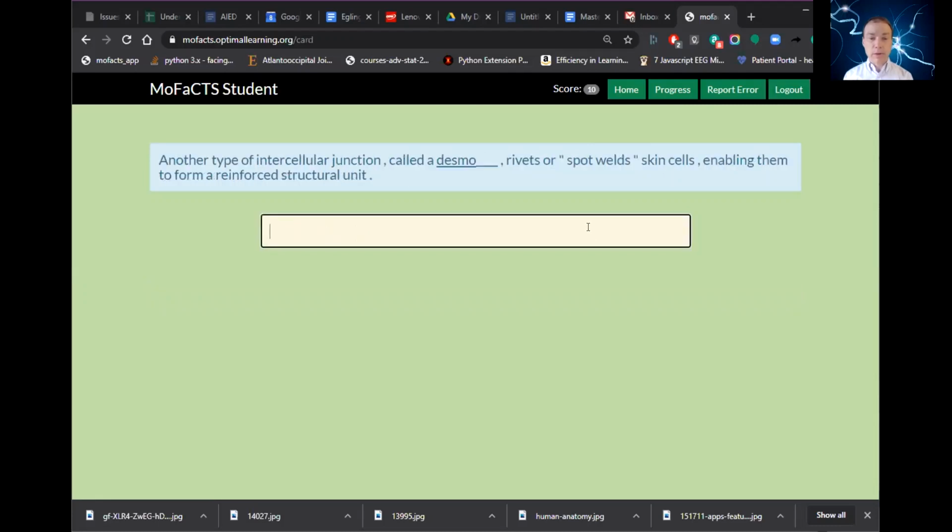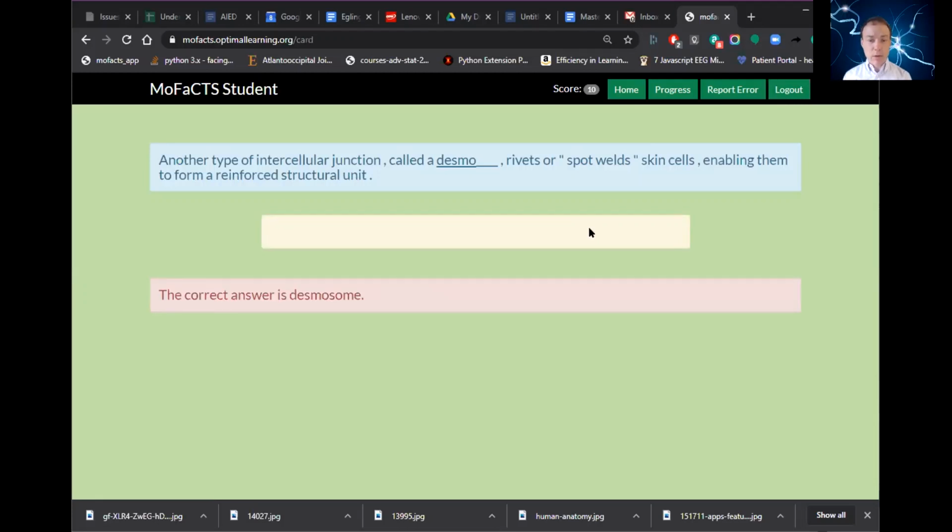Yes. Another type of intercellular junction called desmo. Oh, I think that's a technical term. I don't know. Desmosome. If I'd read the chapter more carefully, I might get it. Okay, so it's like a rivet. Desmosome.